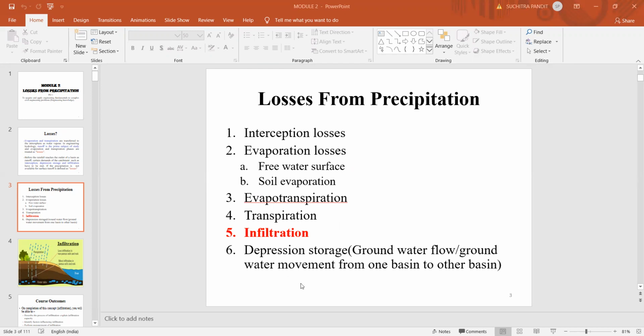EPT means evapotranspiration. The next losses are infiltration and depression storage. Whatever water infiltrates into the ground surface builds up the groundwater table. When the groundwater table reaches the maximum saturation level, there will be a contribution of groundwater between basins. That means once the groundwater gets saturated, it starts moving from one basin to the other. So these are the losses from precipitation: interception loss, evaporation losses from free water surfaces, soil evaporation, evapotranspiration, infiltration, and the water that builds up the groundwater.